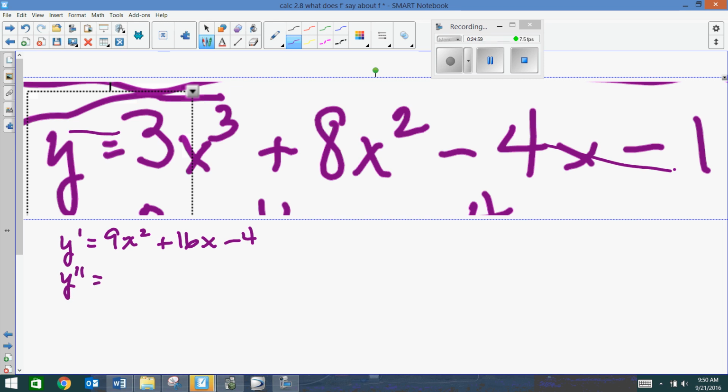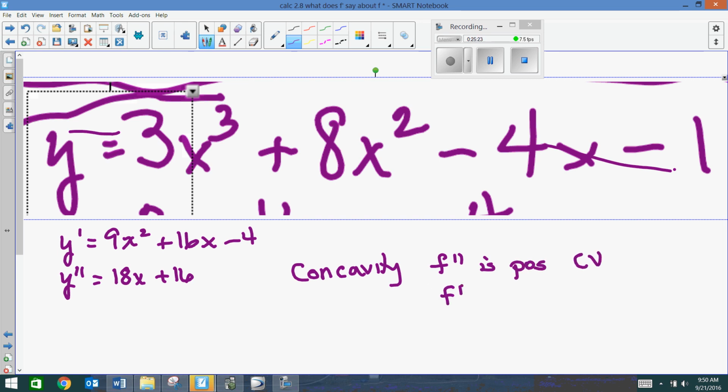All right, you're back. 18x plus 16. All right, so we want to know concavity. Just to be clear here, we want to know where f double prime is positive. That would be concave up. And where f double prime is negative, that would be concave down.